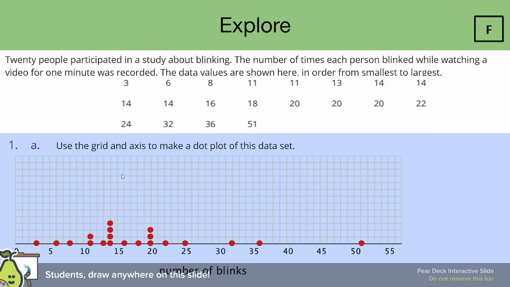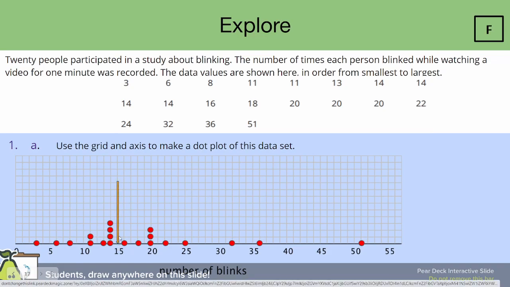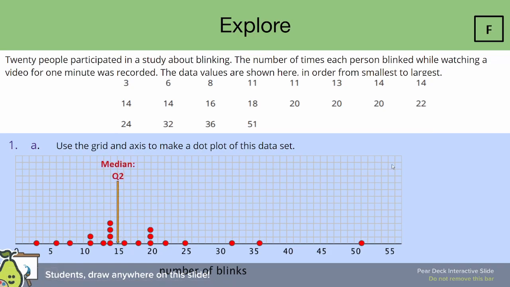So what we need to do is look at the 15 right here, and we're going to place a line, and we're going to write median Q2. Therefore, we are labeling where the median is and where the second quartile is as well. Good job. All right, so with that said, let's move and find the first quartile.